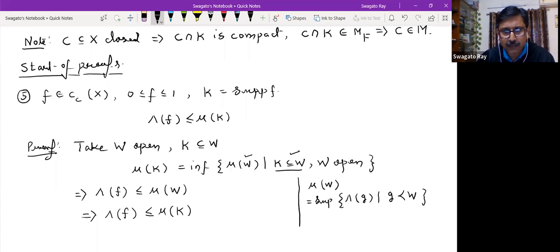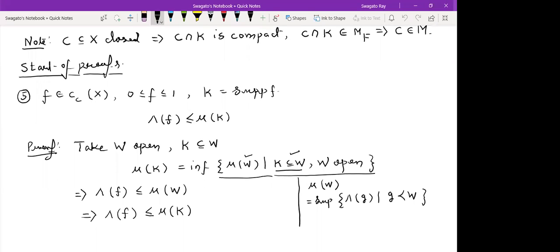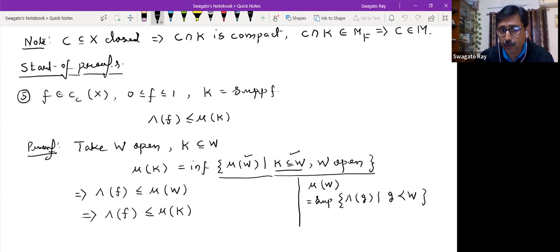That means the collection which I have looked at here, lambda F is actually a lower bound of this set of numbers, correct? Less or equal to mu K. Lambda F is a lower bound. But mu K by definition is the greatest of the lower bounds. So mu K has to be bigger than or equal to lambda F. That is what I have written. This is my first conclusion.